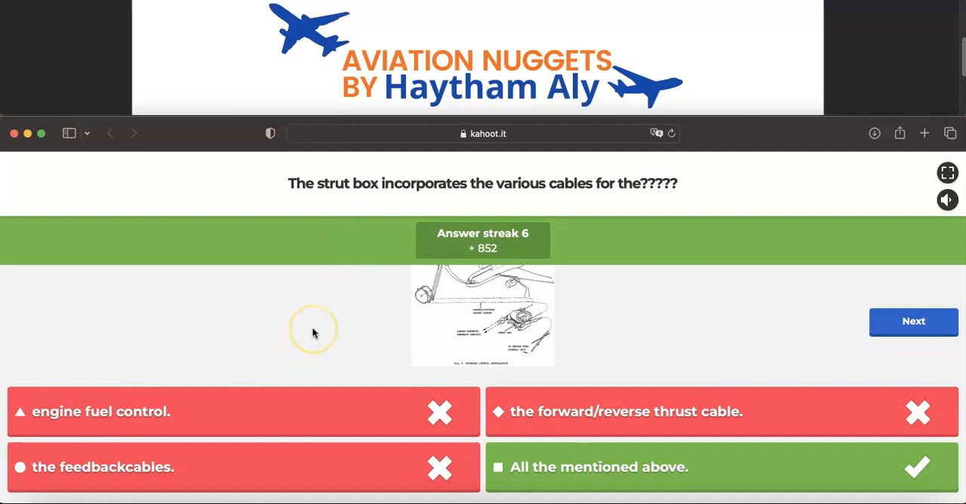And there is always a means by this strut box to control engine fuel supply, a forward and reverse thrust cable connected from the control lever in the cockpit to the strut box on the engine, and feedback cables coming from the strut box to the cockpit. So the right answer is all the mentioned above.